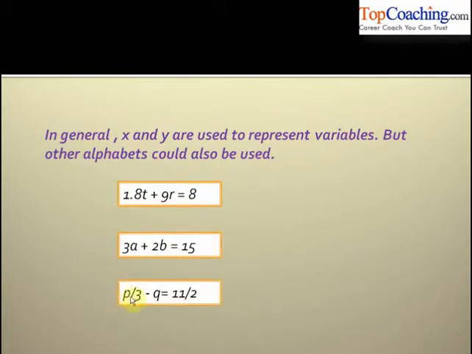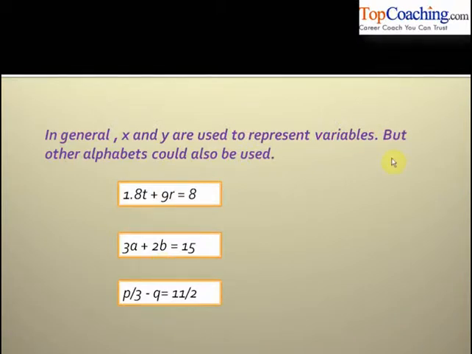Similarly, we can have a linear equation as p by 3 minus q equal to 11 by 2. Here again this is a linear equation, and here the variables are p and q. So we can use different alphabets to denote the variables. The only condition is that the exponents of the variables must be equal to 1. The coefficients and the constant term should be real numbers.